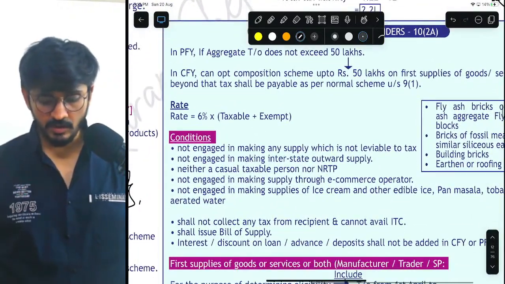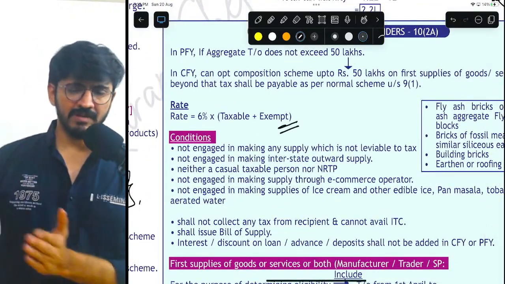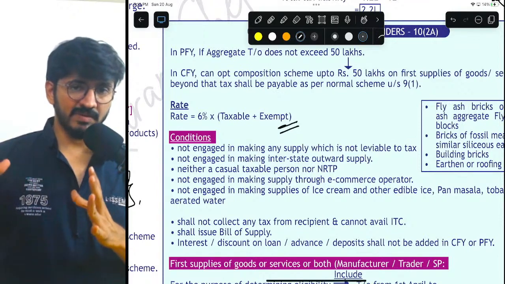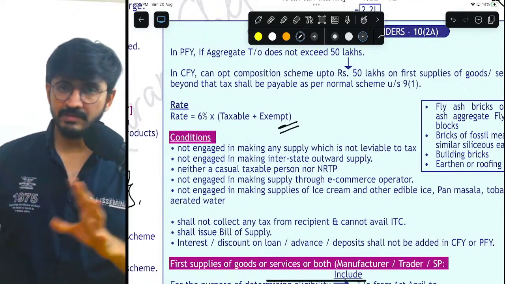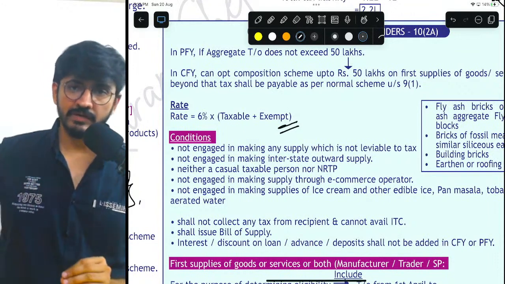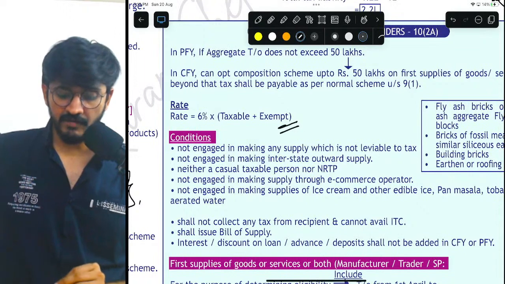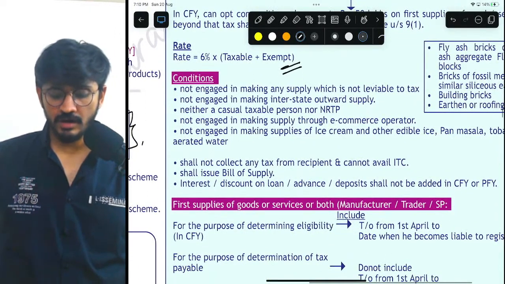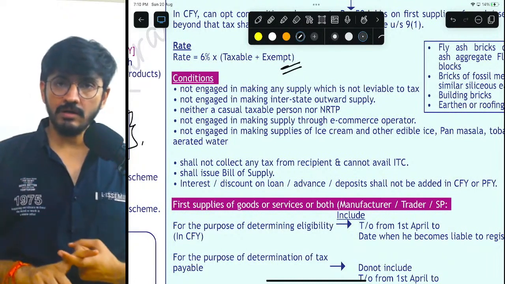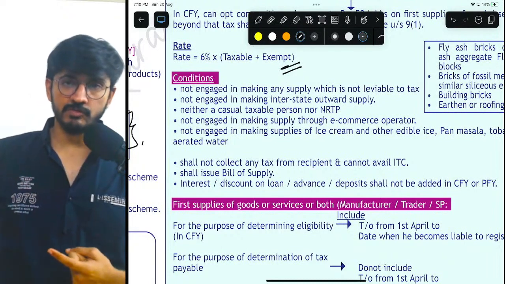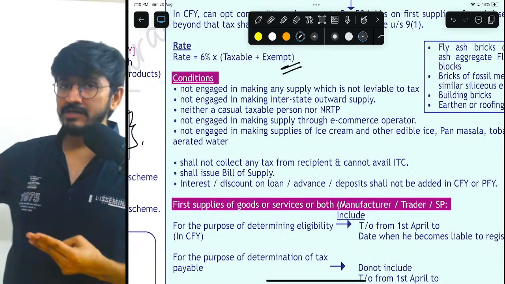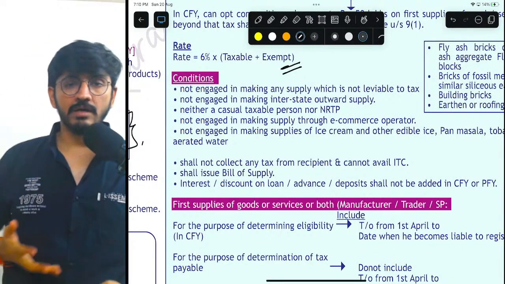Remember that. Here also, you will multiply with all kinds of supplies that you're doing. It doesn't matter whether you're making taxable supplies or exempt supplies under normal scheme. You will multiply 6% with all the services that you are giving in the current financial year. Just make sure that you don't do the following things. You are not supplying goods or services which are non-taxable. You are not making interstate outward supply. You are not making supplies through ECO.